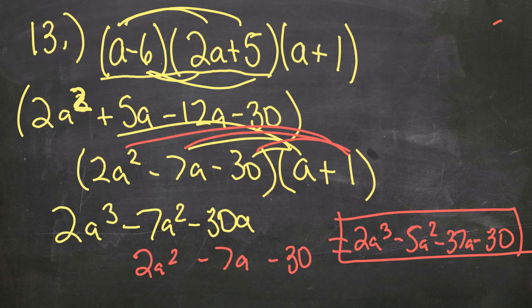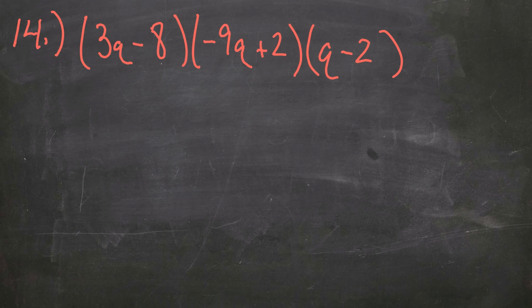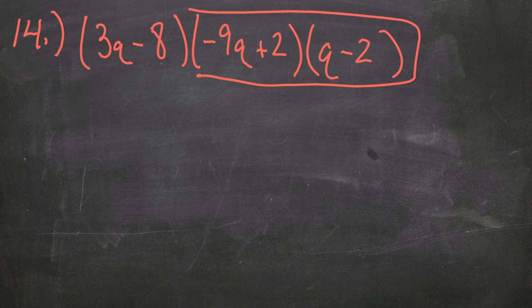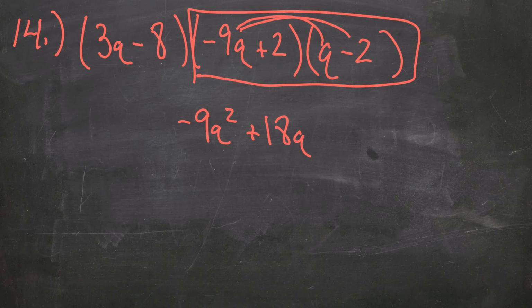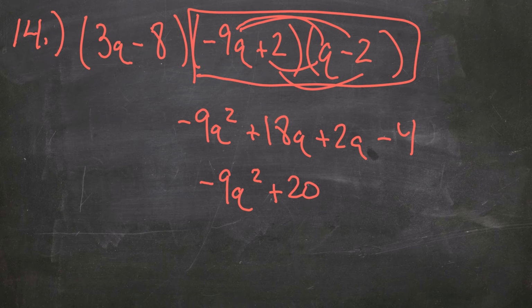Alrighty, 14, exact same type of problem, I'm going to pick the last two to do first. I get minus 9 and q to get minus 9q squared, and minus 9 and negative 2 to give me plus 18q. The inside, 2 and q give me plus 2q, and the last two give me minus 4. I end up with minus 9q squared plus 20q minus 4.